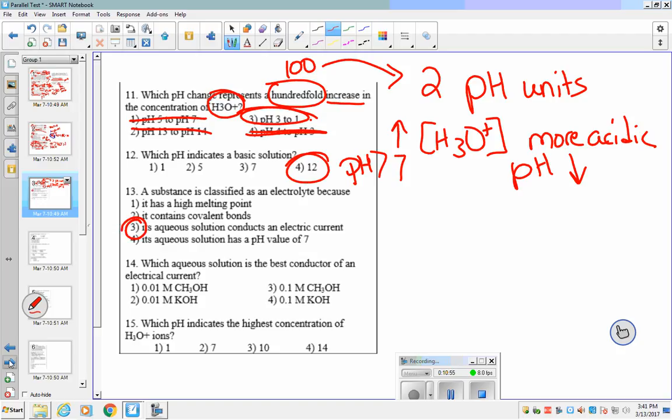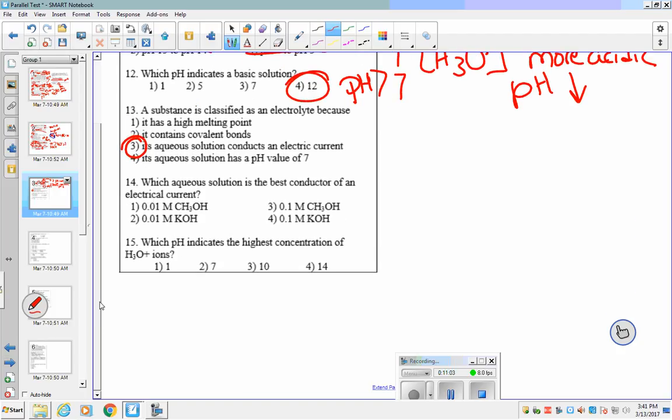Electrolytes must conduct in aqueous solution. So anything that's an acid, base, or salt is going to be conducting. It has to dissociate, give you mobile charged particles. Which aqueous solution is going to be the best conductor of electrical current? So we have to identify first which of these will conduct.